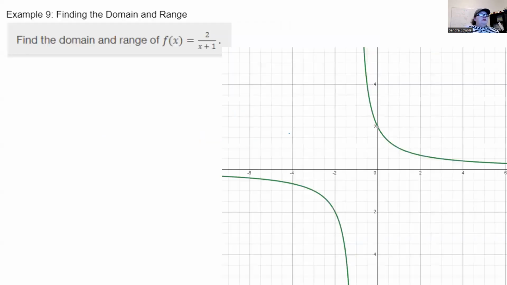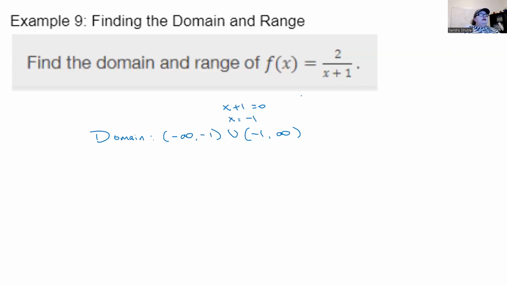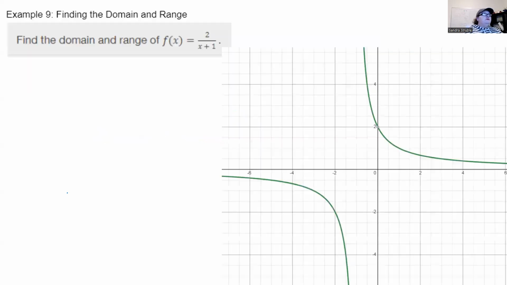I don't know if I drew this graph on this next one. Let me see if I drew a graph on here. Oh yeah, I provided it. So let's look at the range again. Because this fraction will never be 0, the range will be the same. And I'll show you when we go to this next slide here. The range is going to be from -infinity to 0, or from 0 to +infinity.